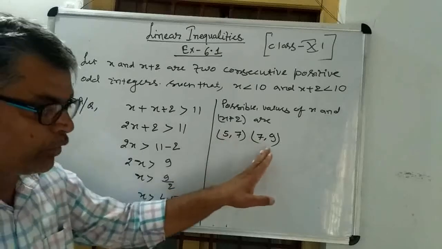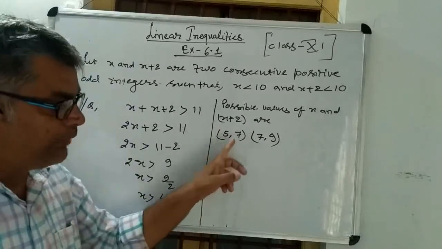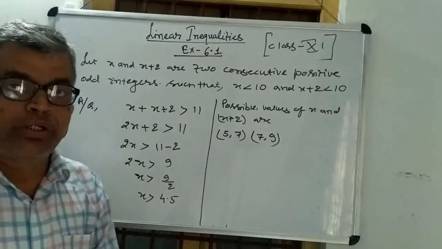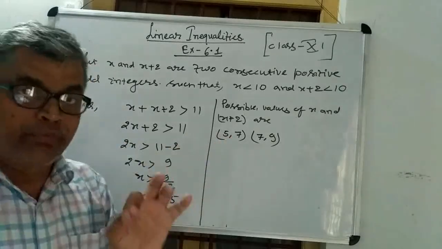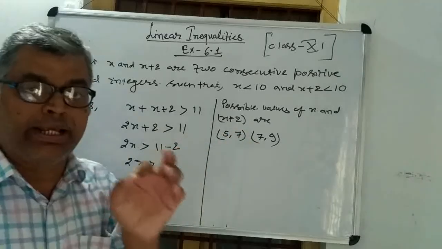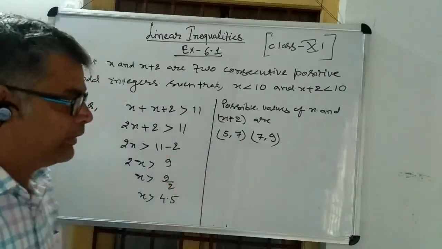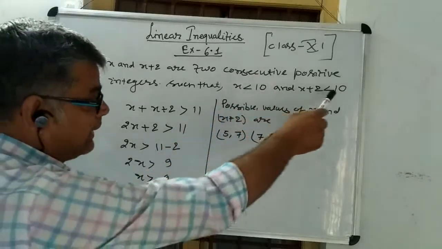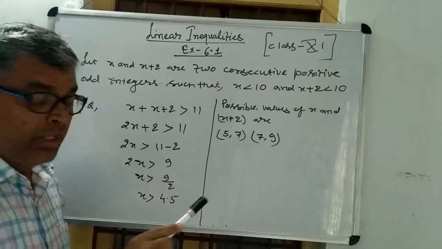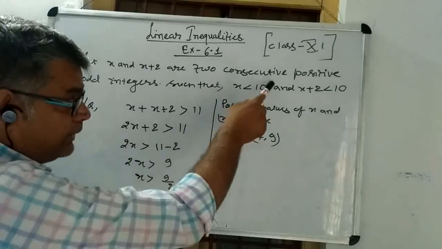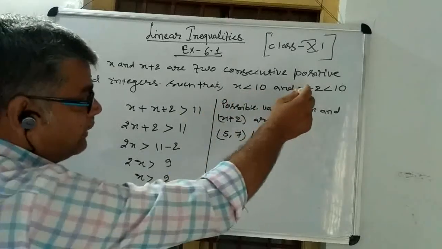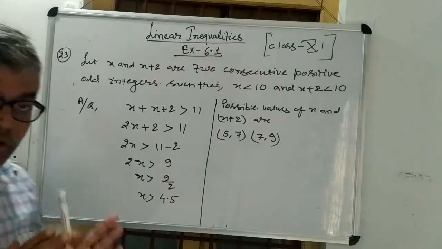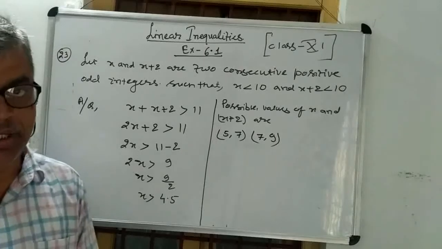There are two pairs of solutions for this, 5 and 7. When you take x as 5, then you get x plus 2 as 7. And when you take x as 7, then x plus 2 will be 9. So when you take 9, you have to consider these conditions also. When x is 9, it satisfies this condition but not this condition. So x equal to 9 is not possible as a solution.